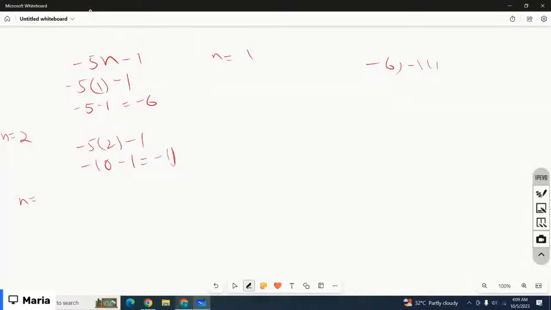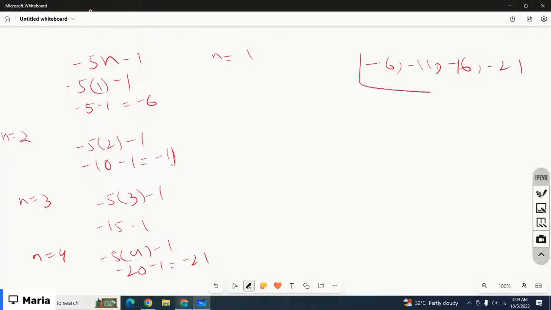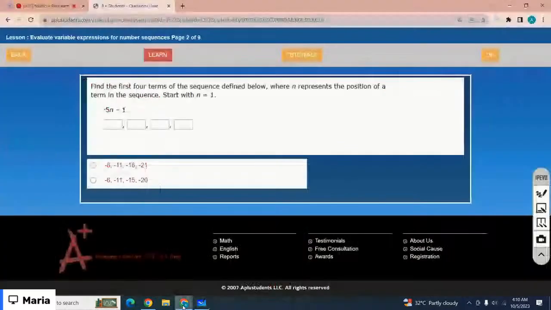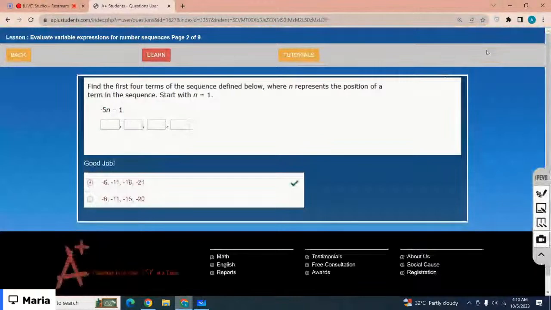Okay, then now let's just put n equals 3. So negative 5 times 3 minus 1. Negative 5 times 3 is negative 15, and negative 15 minus 1 is negative 16, right? For the fourth, just put n equals 4. So negative 5 times 4 minus 1. That is negative 20 minus 1. That is negative 21. So it is negative 6, negative 11, negative 16 and negative 21, right? So the correct option is option number 1, negative 6, negative 11, negative 16 and negative 21. Got it?